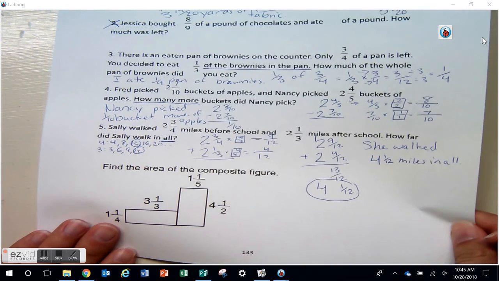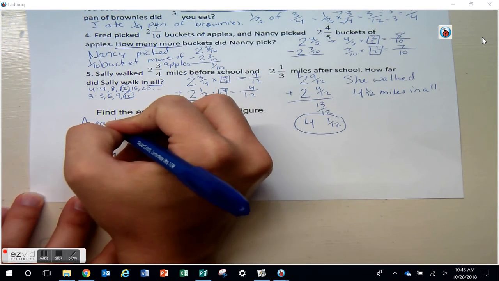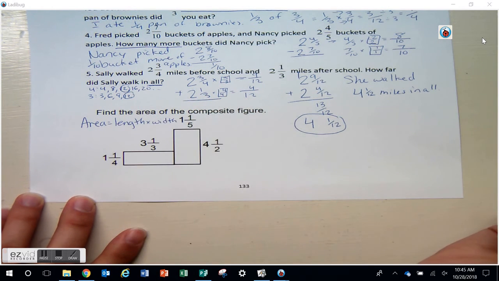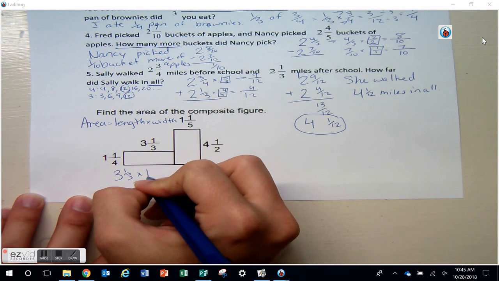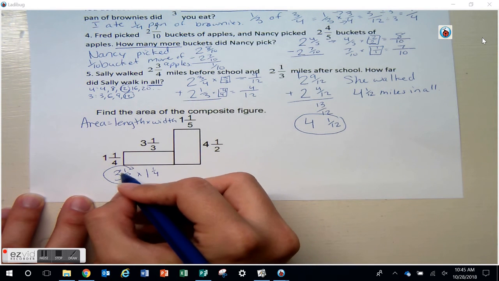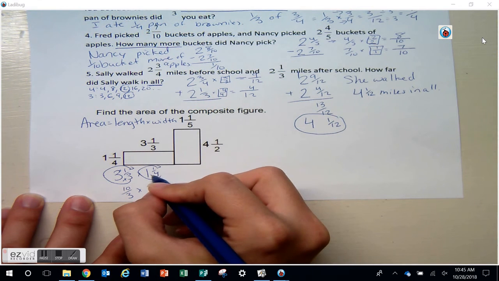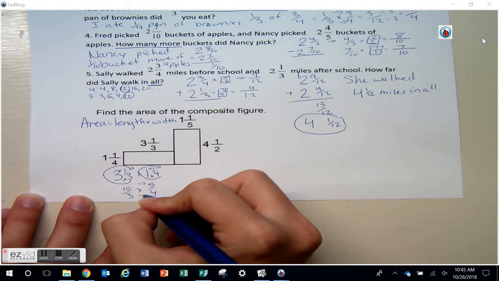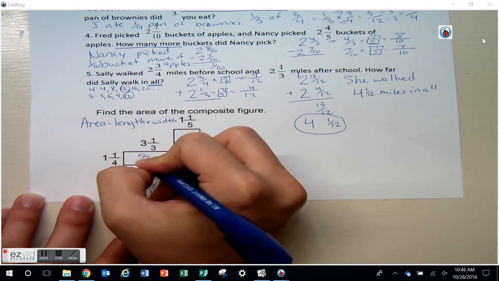Find the area of the composite figure. First, let's write the area formula. Area equals length times width. So here we're going to do length times width. Make them improper. We get 9 plus 1 is 10, 10 thirds times 4 times 1 is 4 plus 1 is 5, 5 fourths. Go across, we get 50 twelfths. 50 twelfths is the area of that one.